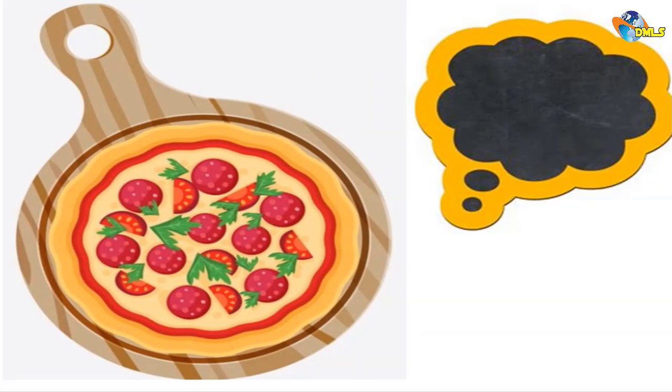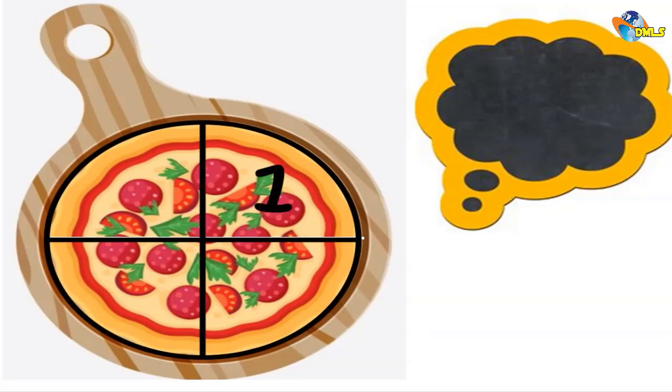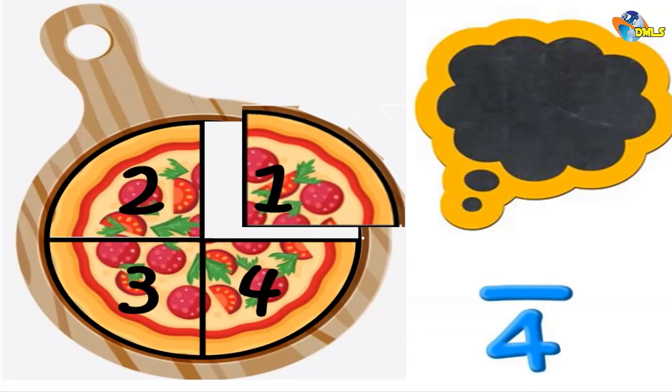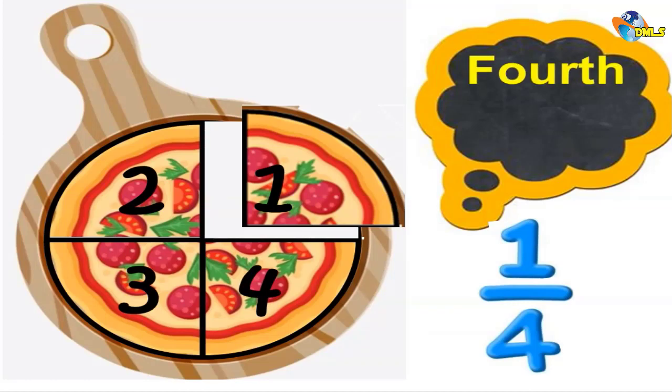Now, when I want to divide this pizza into 4 equal parts, can you count with me? 1, 2, 3, 4. So, the number on the bottom is 4. And when I take this part, that's 1 part out of 4. That means I write 1 over 4. 1 over 4 is called one quarter.